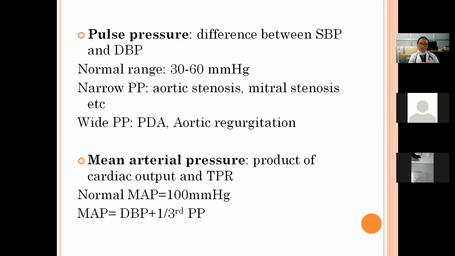And mean arterial pressure is the product of the cardiac output and total peripheral resistance. Normal mean arterial pressure is around 100 millimeter mercury. The formula to calculate the mean arterial pressure is diastolic blood pressure plus 1/3 of the pulse pressure, or it can even be calculated as 1/3 of systolic blood pressure plus 2/3 of diastolic blood pressure.